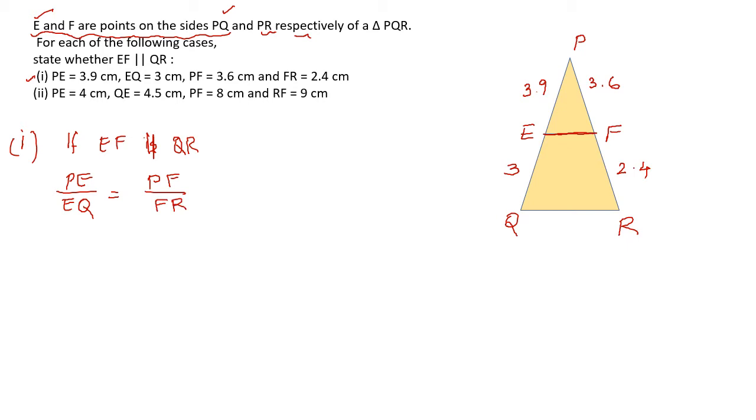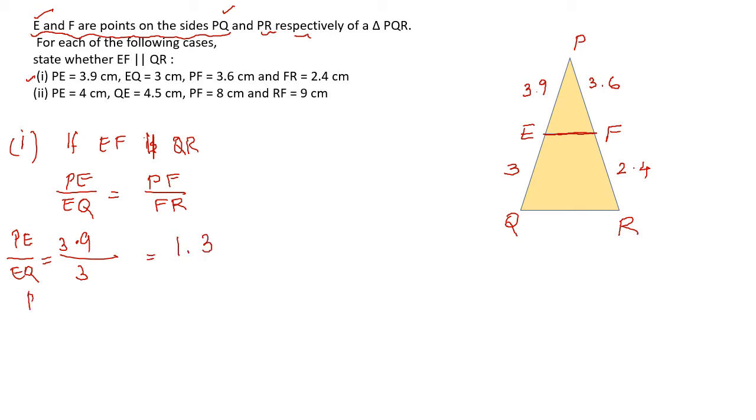Okay, so what is PE? 3.9 by EQ, which is 3, should be equal to 3.6 by 2.4. This is what we have to show. But we cannot directly write it like this. If it is parallel, then it should be equal. Now we can find PE by EQ first. So I am writing here PE by EQ is equal to 3.9 by 3. What is that? That is equal to 1.3.